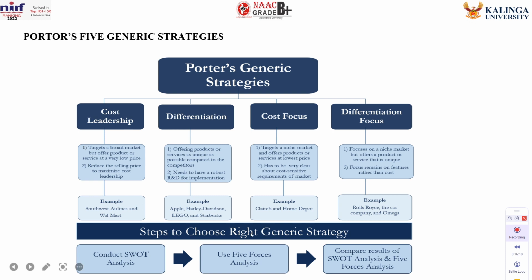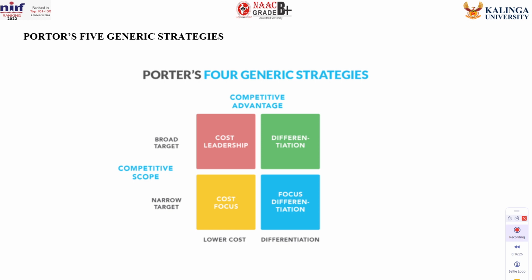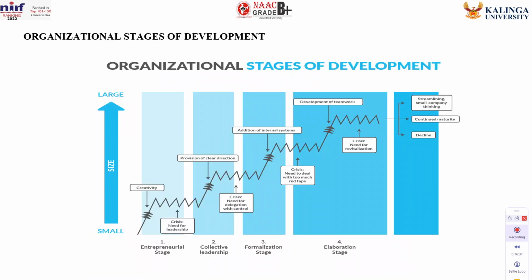Now, steps to choose the right generic strategy. You have to conduct a SWOT first, use five forces analysis, and then compare the results of the SWOT analysis and five forces. This is five generic strategies, that's what we are following. One is the midway, right? So if you look at this, on the x-axis we have competitive advantage, on the y-axis we have competitive scope. So just go through these generic strategies.